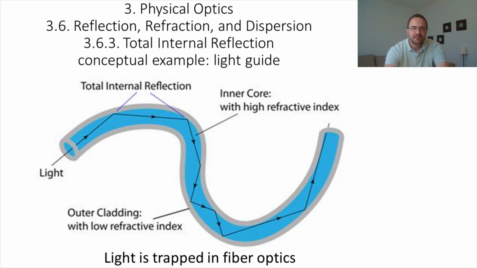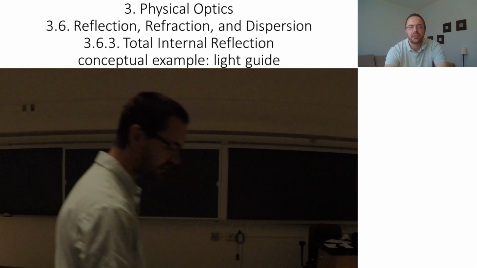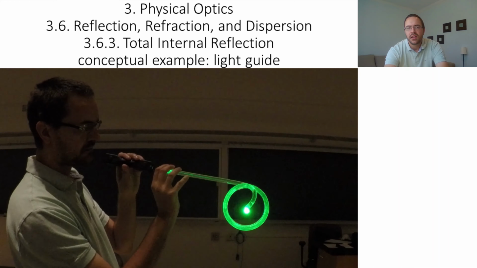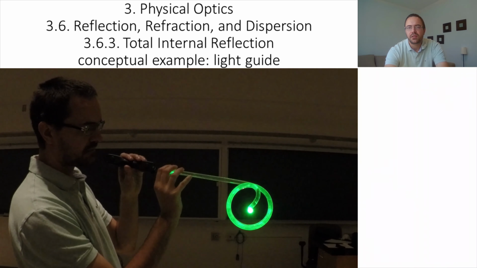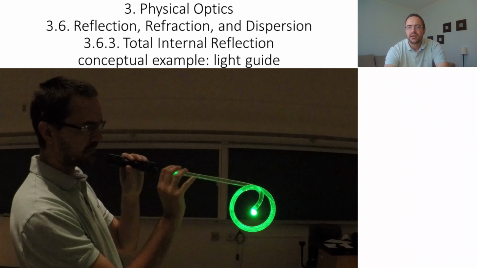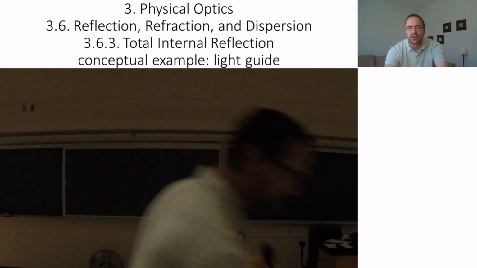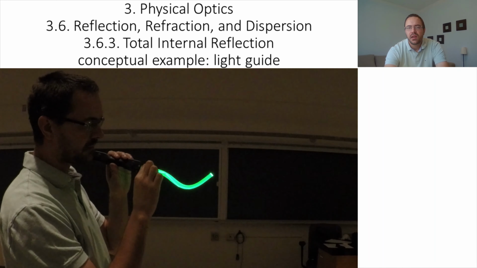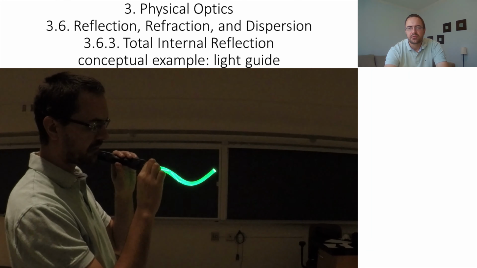Another example that takes advantage of total internal reflection is the fiber optics. You have a material that has a high refractive index, and the outside has a low refractive index. So the critical angle for total internal reflection is relatively small, and so as long as the fiber optics is not bent too much, then there will be total internal reflection inside. So the light will be trapped inside the fiber optics, and this is used to guide electromagnetic waves.